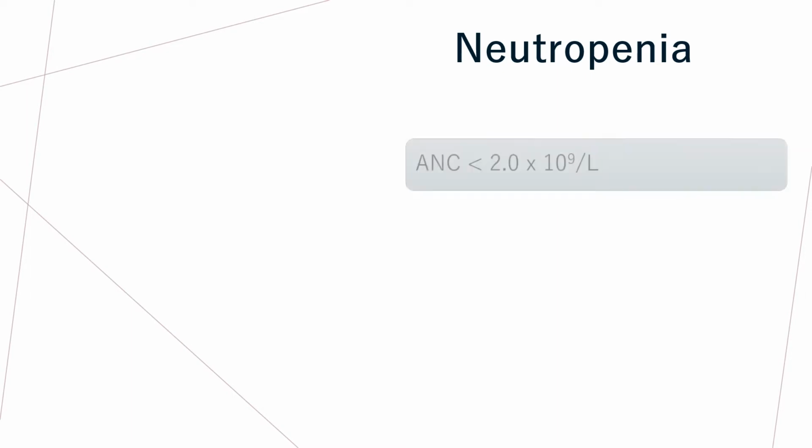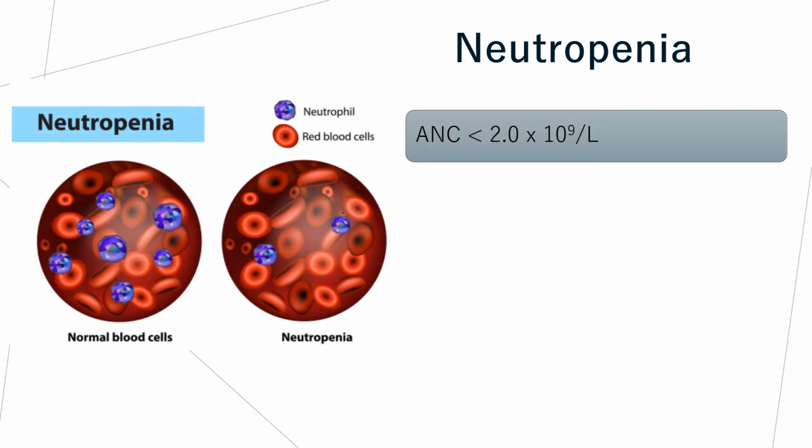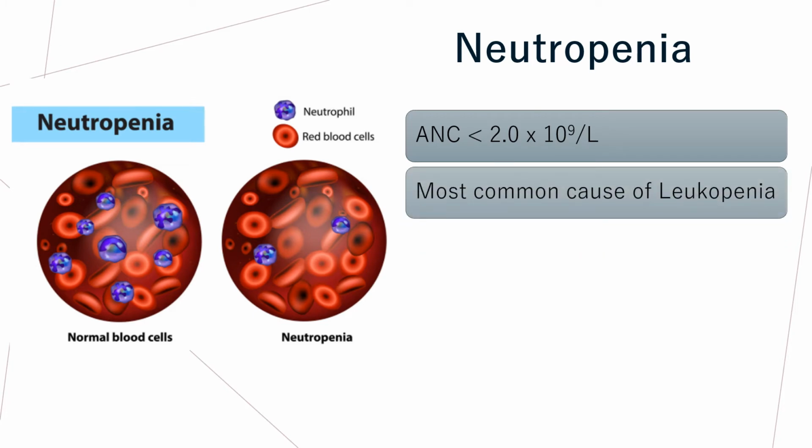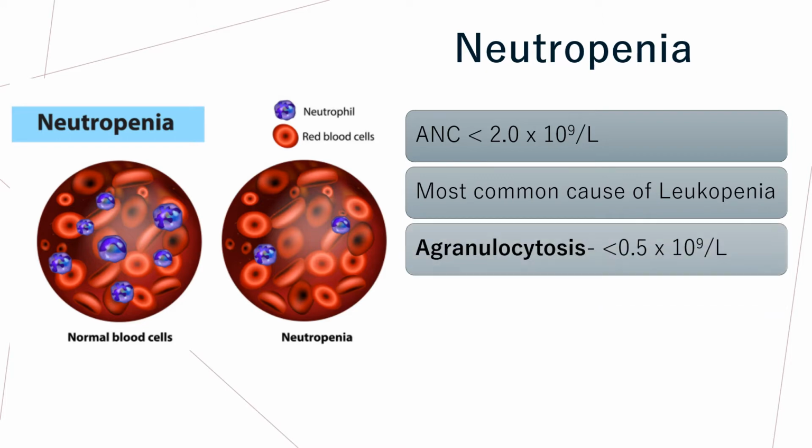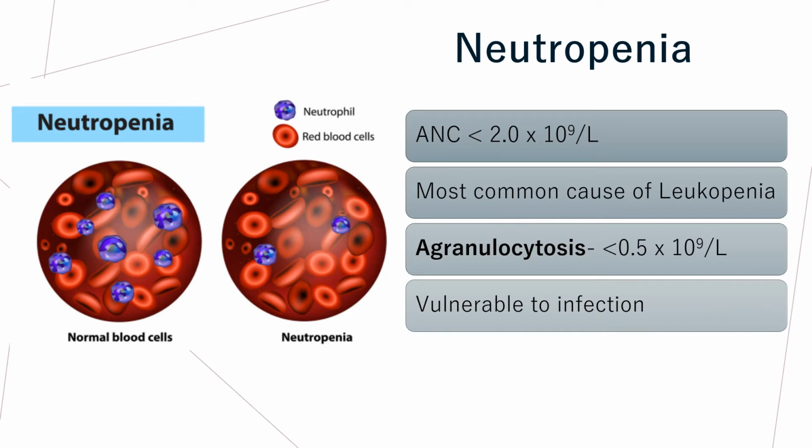Neutropenia refers to a decrease in the absolute neutrophil count of below 2 × 10^9 per liter. Neutropenia is the most common cause of leukopenia. The term agranulocytosis is used to designate extreme neutropenia, and this refers to a neutrophil count of less than 0.5 × 10^9 per liter. Profound neutropenia generally renders the patient vulnerable to infection. The risk of infection increases as the absolute neutrophil count decreases.